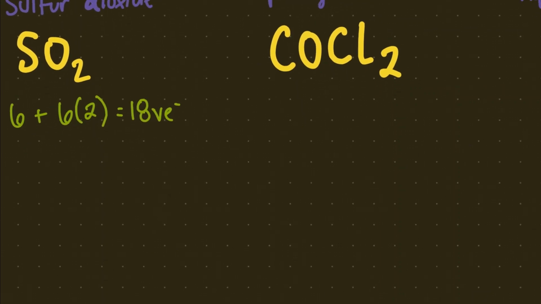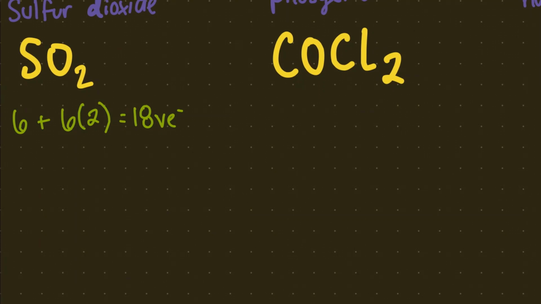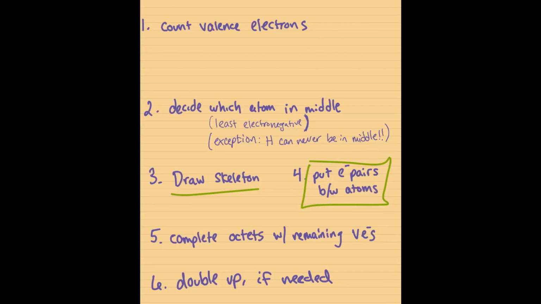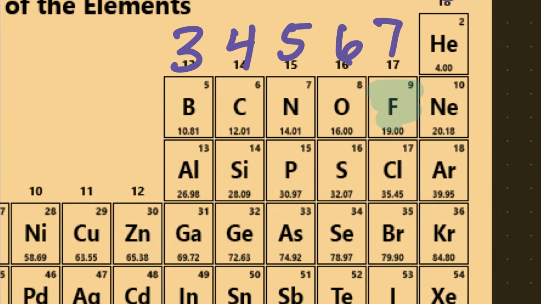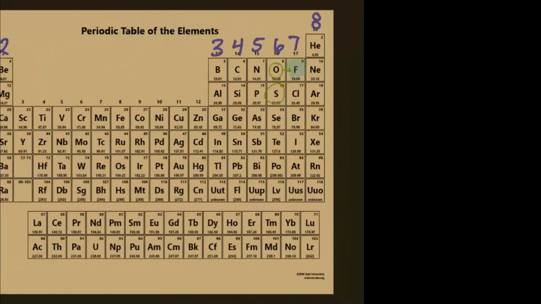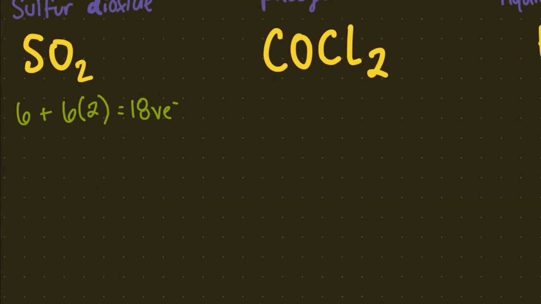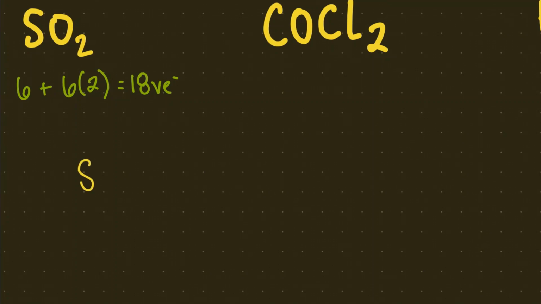So I need to make sure that when I draw my Lewis structure, I don't draw more than 18 electrons, or 18 dots. The next step, of course, is to decide which one of my atoms is going to go in the middle of the molecule, and I'm going to do that by picking the least electronegative one, so the one that's farthest away from fluorine. Looks like sulfur is the one that's farthest away from fluorine, since oxygen is just right next door. So then sulfur is going to be the one that I put in the middle of this molecule, and I'll put my oxygens on either side, like that. Let's move this guy closer.